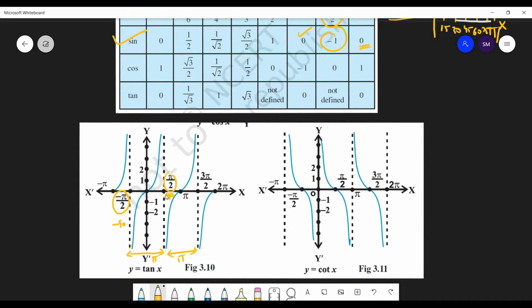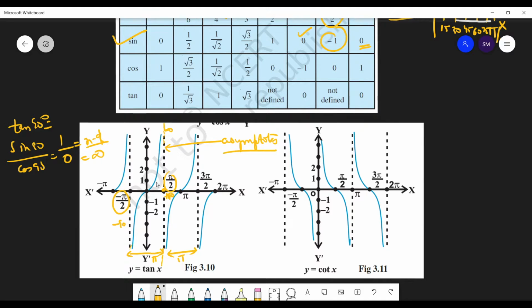Now the value at pi by 2 is infinity, tan theta. So this graph is never going to touch this, because the value at pi by 2 is not defined. Tan 90 degree is equal to sine 90 upon cos 90, and sine 90 is 1, cos 90 is 0. So this is not defined. We sometimes write the symbol infinity also, but it is not defined. So this graph has no value there. That is why we draw this vertical line, and we call them asymptotes.